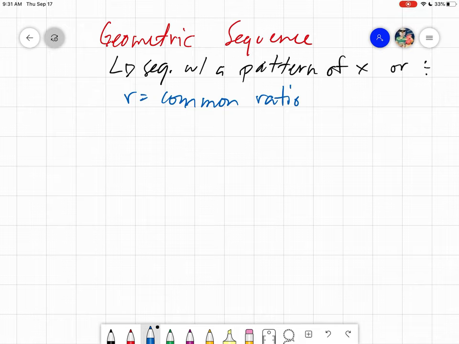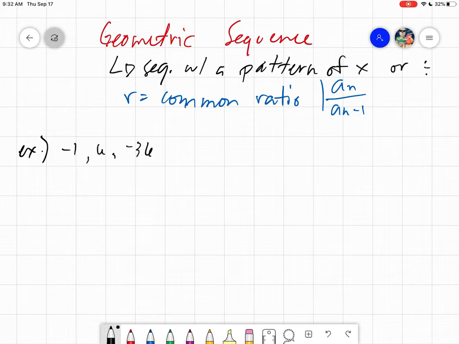Now, for the common ratio, the very first formula that we will be discussing is r equals a sub n over a sub n minus 1, meaning you have to take a term and divide it by the previous term. So katulad lang po siya ng arithmetic, wherein ginagawa mo is you take one term and you subtract the previous term. Ito kasi, ang ginagawa lang is division. So let's have an example po. Say we have negative 1, 6, negative 36, 216, and so on.